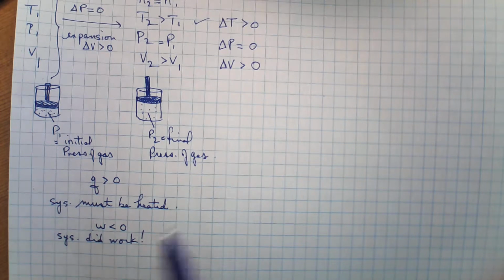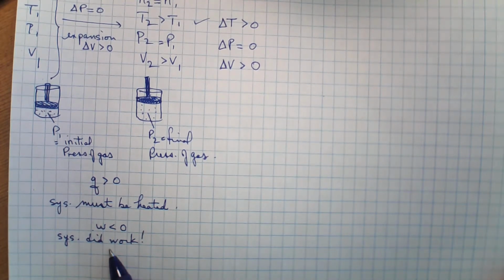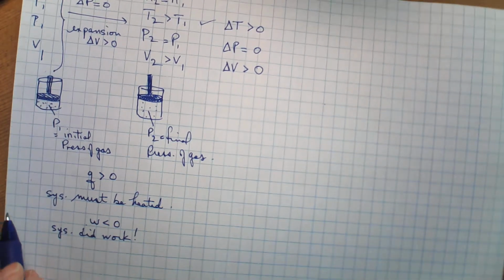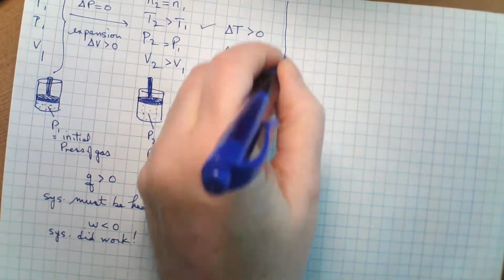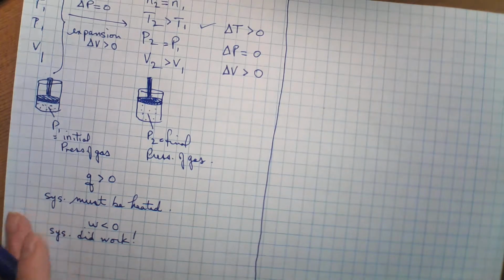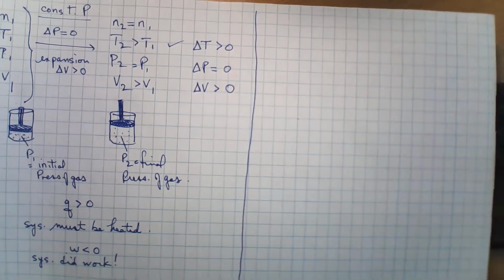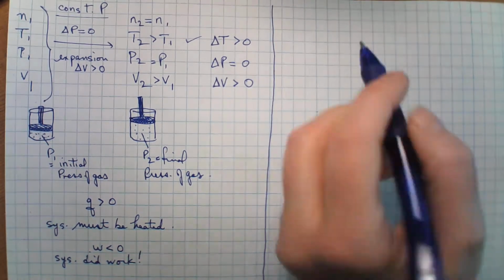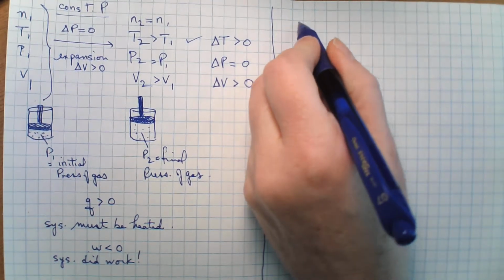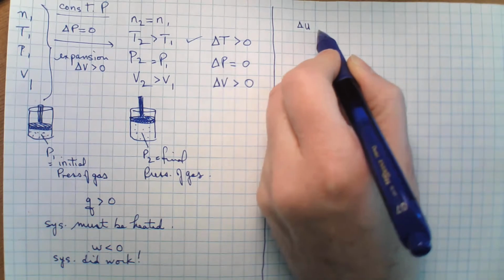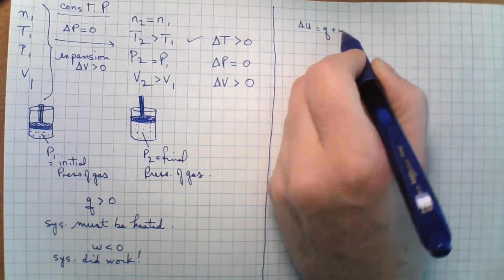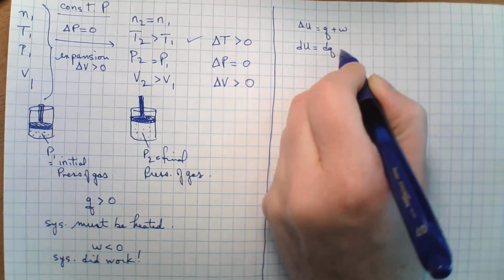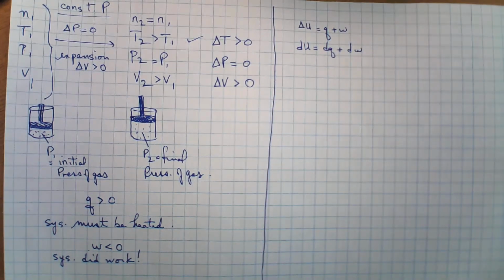Okay, so I have all of that. Now I want to do formulas. And so there's my whole physical change that's going on. And now I want to consider the first law. So delta U equal to Q plus W, and dU equal to dQ plus dW.